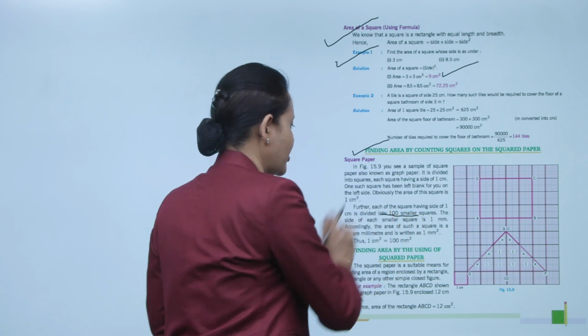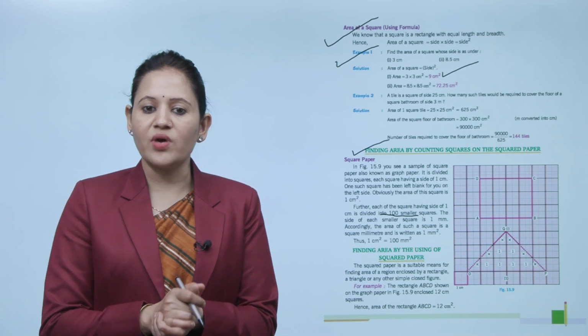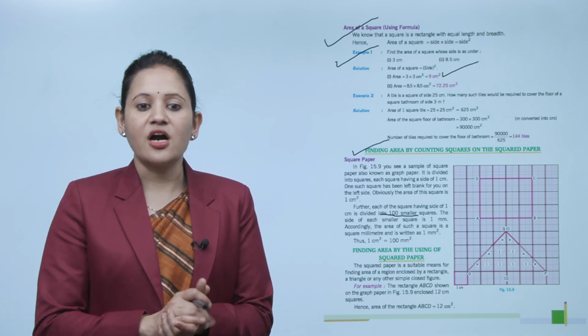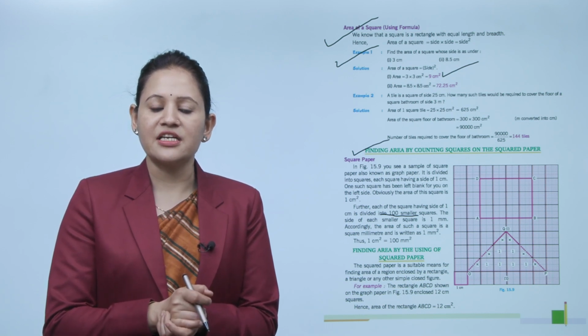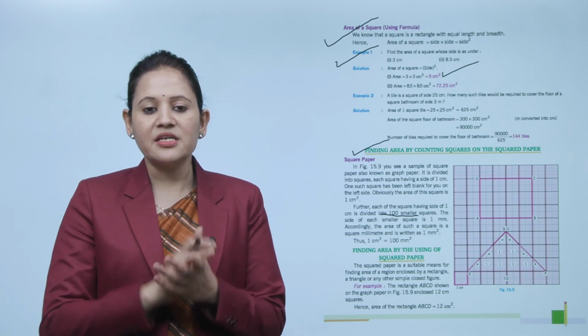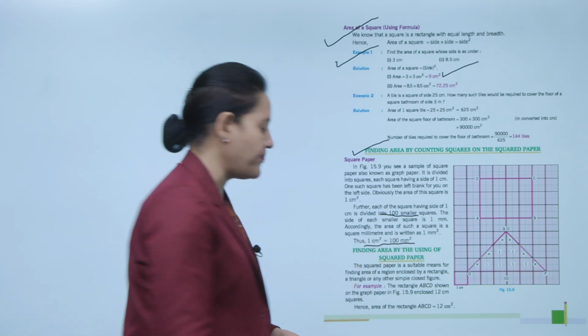How many small squares? 100 small squares. So the side of each smaller square is 1 millimeter. The area of such a square is a square millimeter, written as 1 millimeter square. Thus 1 centimeter square is equal to 100 millimeter square.